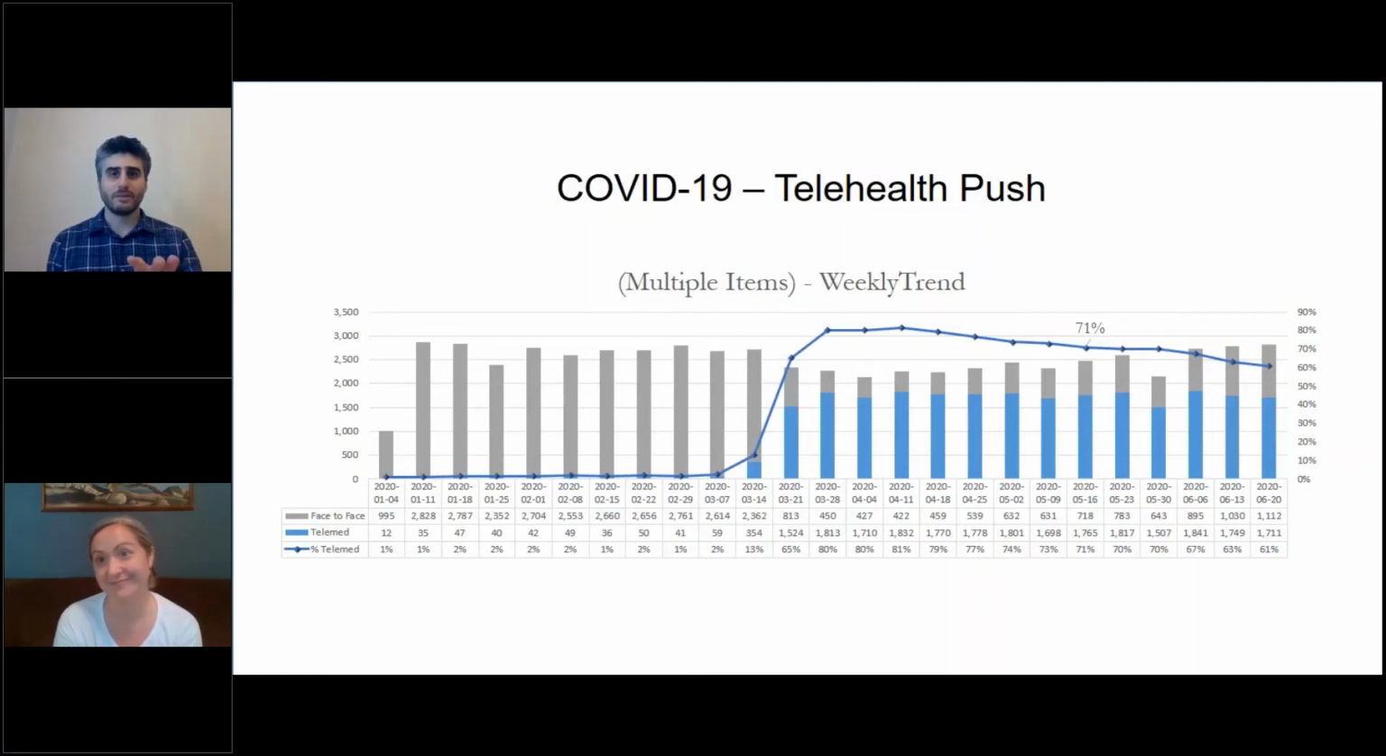So what you see in front of you is a trend line of our face-to-face telemed visit ratio since January of this year. As you can see, really the first week of January, we provided 1% of telemed visits. 99% of our visits were conducted face-to-face.